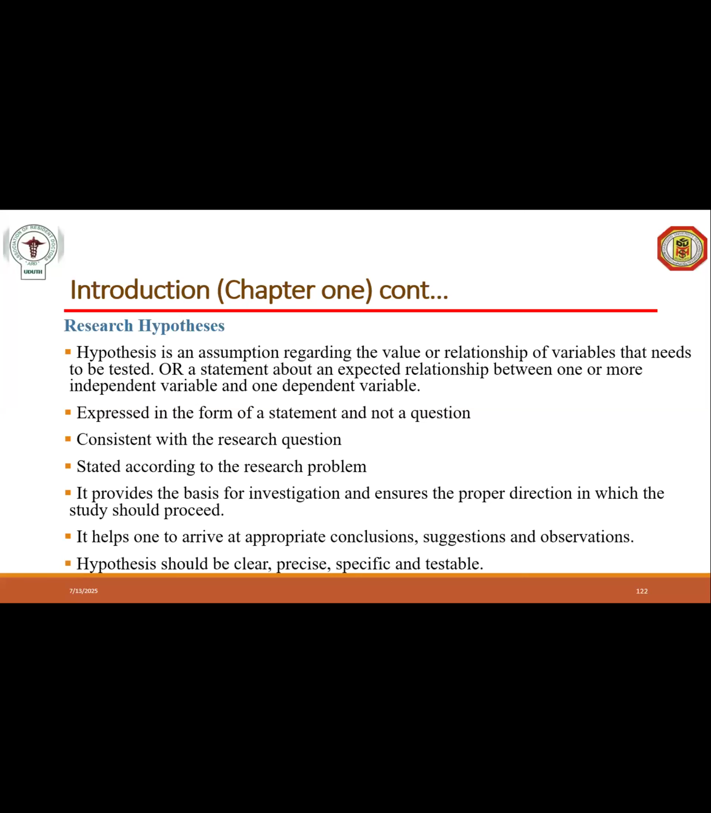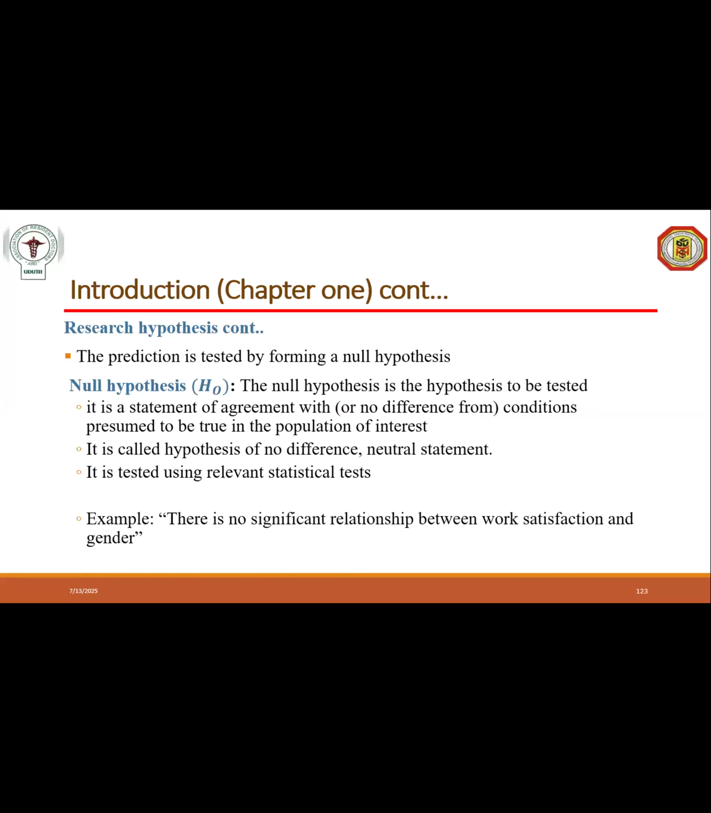The objective that requires hypothesis is the objective that wants to find an association between one variable and the other, association between one group and other, relationship between one variable and another, the predictors of something, risk factors of something. So they are the ones that require hypothesis. Then the prediction is tested by forming a null hypothesis.